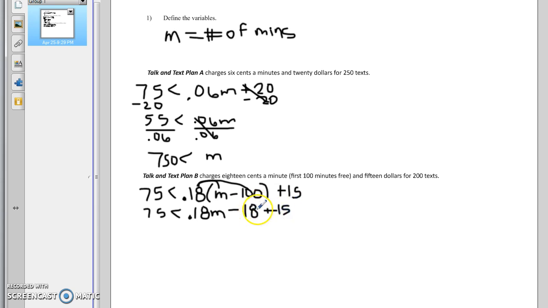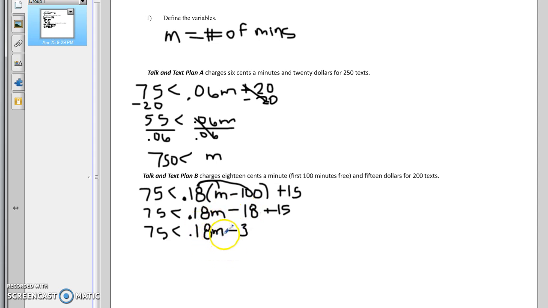Step 1. Now I want to go and combine like terms right here. If you notice, I have a negative 18 and a positive 15. So I'm going to go ahead and combine like terms. And when I do that, negative 18 plus 15, my signs are different. So I subtract them and keep the sign of my bigger value. 18 is a bigger value. It's negative, so it should stay as a negative 3.